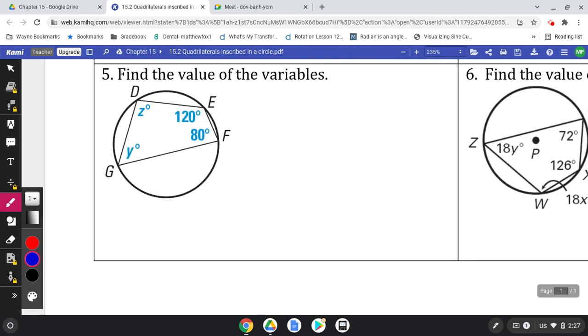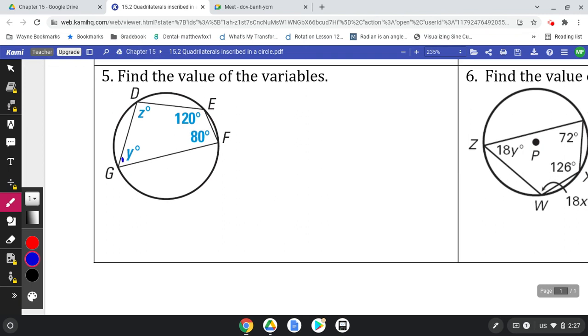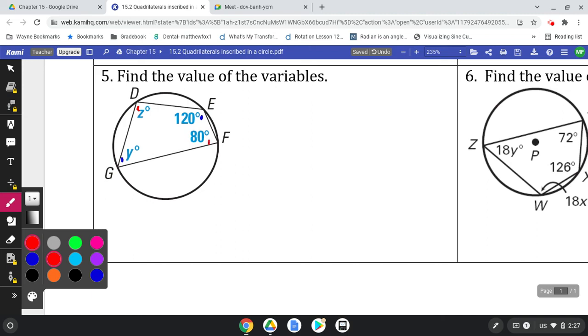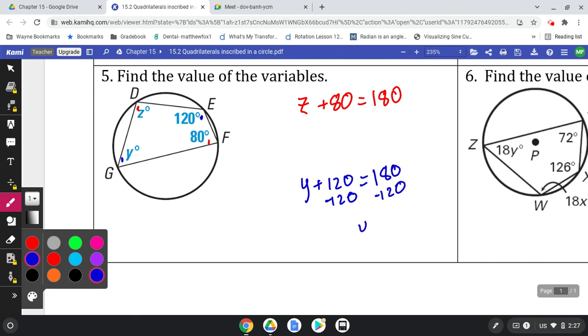So in this case, we have opposite angles, y and 120. Meanwhile, also z and 80. We know opposite angles are supplementary. So z plus 80 equals 180. And then we said y plus 120 equals 180. All we got to do is subtract. y equals 60 degrees, or 60. Meanwhile, subtract. z equals 100.